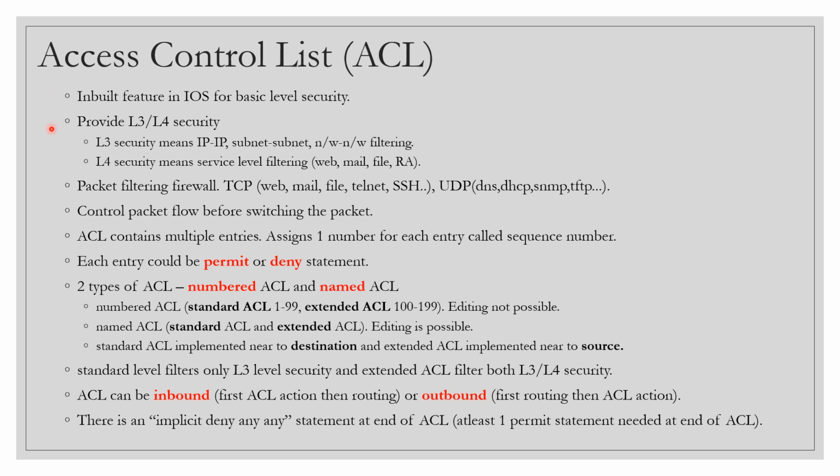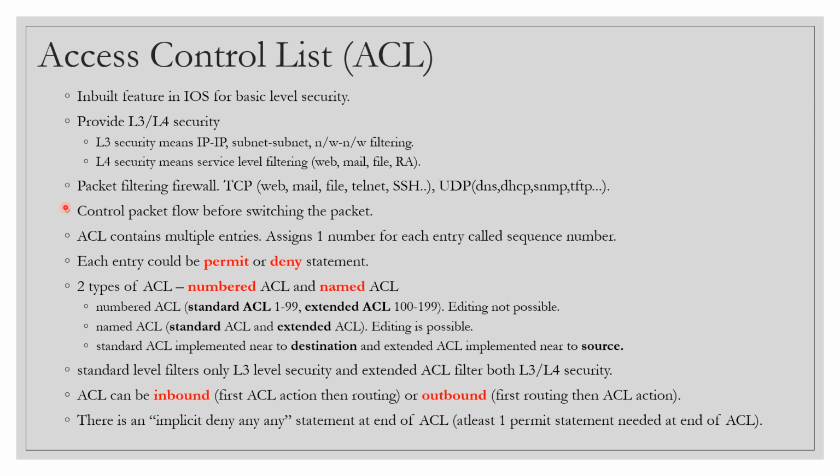It provides L3 or L4 level of security. When we say L3, it means that you can either allow or deny from IP to IP, from subnet to subnet, or from network to network. The filtering can be done on both the allow and the deny part. On L4, you can also block or deny at the service level, which means the web service, the mail service, the file service, the remote access, things which work on TCP and UDP at layer 4, the transport layer, can all be blocked or allowed. That's why we also say that ACL is a kind of packet filtering firewall.